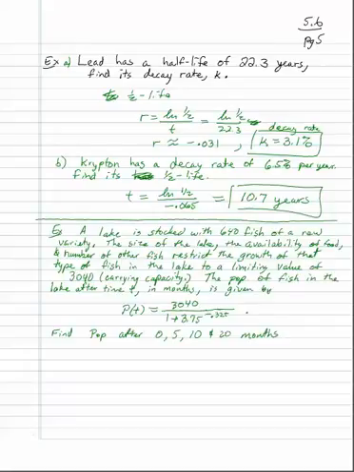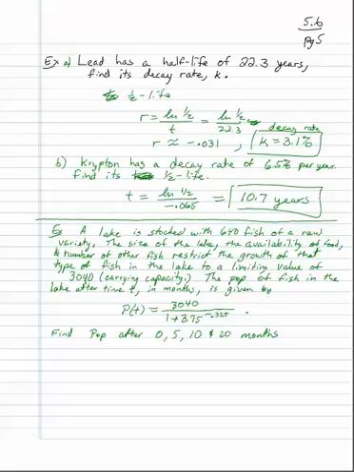Okay, so a lake is stocked with 640 fish of a new variety. The size of the lake, the availability of food, and the number of other fish restrict the growth of that type of fish in the lake to a limiting value of 3,040. We also call that the carrying capacity. The population of fish in the lake after time t in months is given by the formula P of t equals 3040 all over 1 plus 3.75 to the negative 0.32.